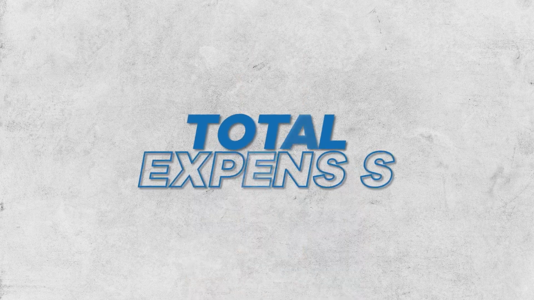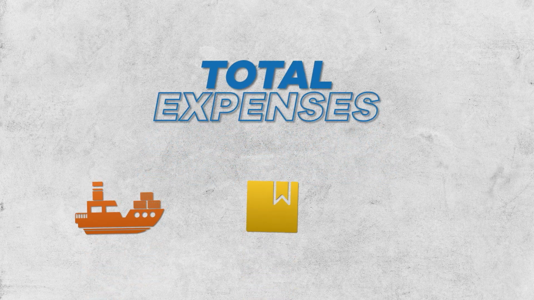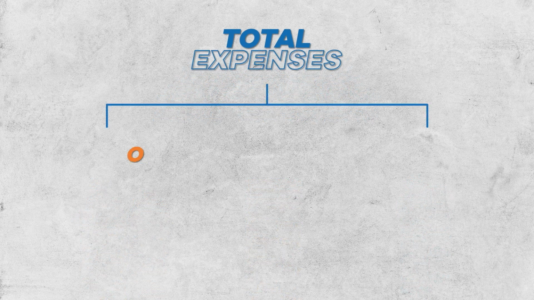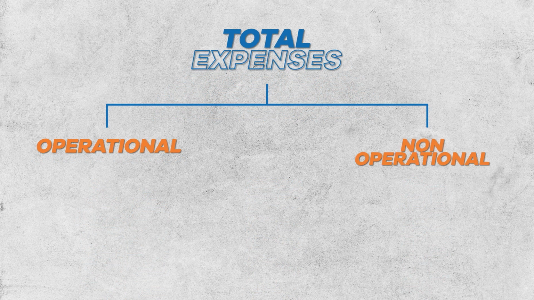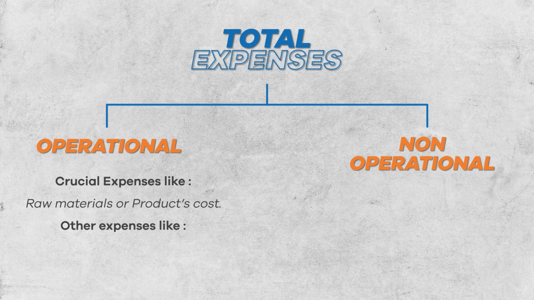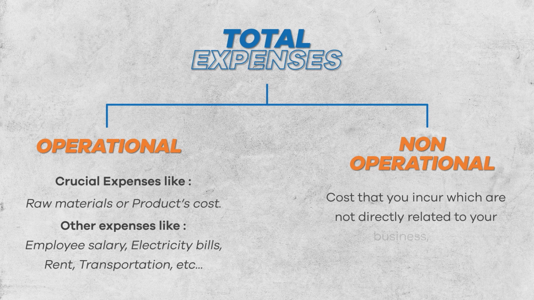Total expenses are basically what you spend for your business, whether it be shipping, packaging, or simple things like employee salaries. These can further be categorized into operational and non-operational. Whatever expense is crucial to your day-to-day operations comes under operational expenses like raw materials or products cost. Other operational expenses include things like employee salaries, electricity bills, rent, transportation, etc. Non-operational expenses are those costs that you incur which are not directly related to your business, like depreciation of assets.